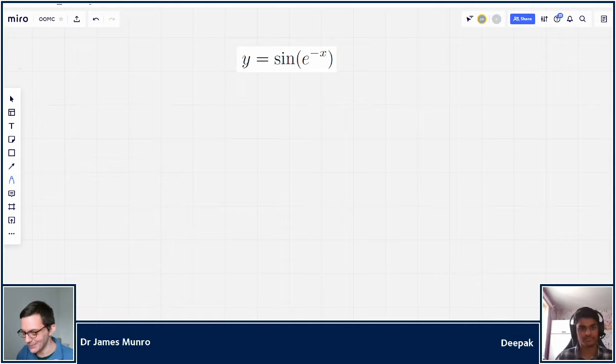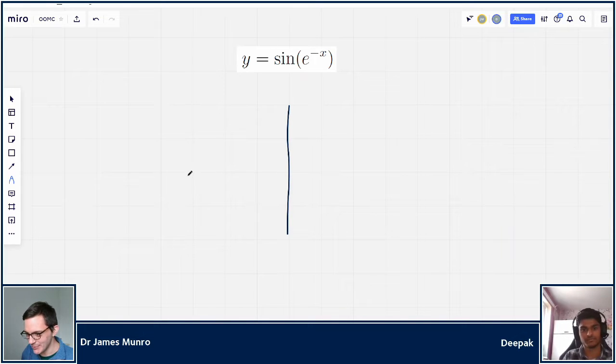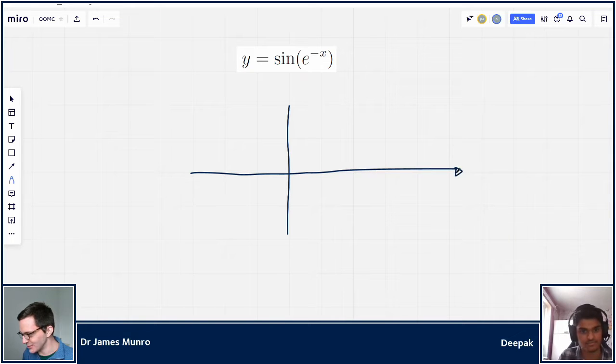We're going to sketch some of the curves that have been turning up at the end of the further reading each week. Let's get right to it with the first one, which is y equals sine of e to the minus x. Let me draw some axes. This is a classic one of my curve sketching questions where I smash together a function inside a function. What do you think about this one, Deepak?